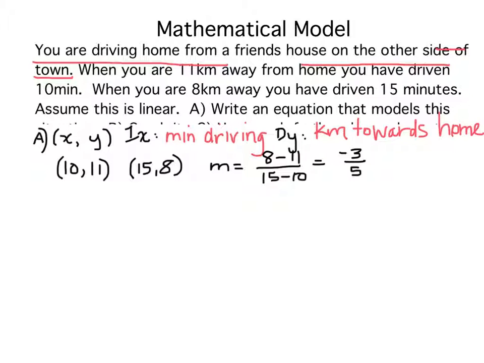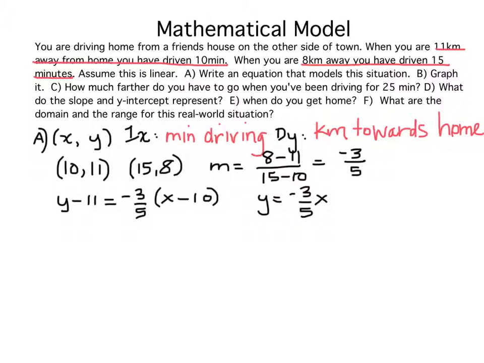And I'm now going to pause and put this into point slope form. It doesn't matter which point I use. I can either use the 10/11 or I can use 15/8. I obviously use 10/11. And if I solve this for y, I'm going to get y equals -3/5x plus 6. And then if I add 11, I'm going to get plus 17.